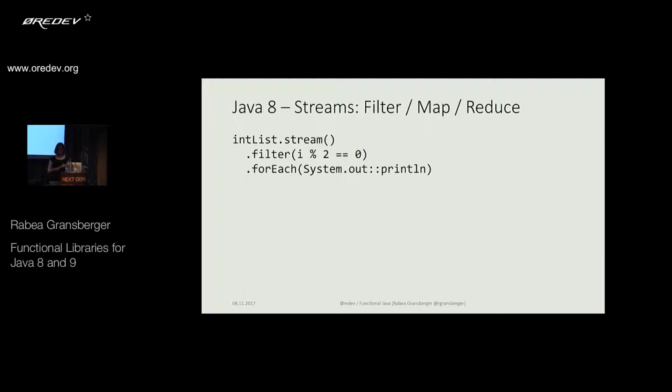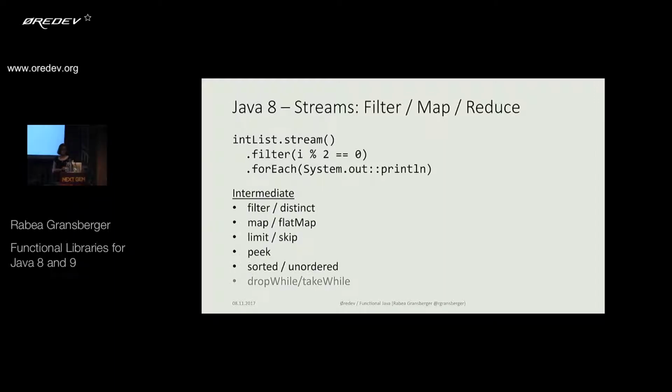Filter map reduce. I said it's also an important aspect. Filter map reduce is possible on Java 8 streams. So in this example, we create a stream of some ints, and we filter them so that we only have the even values, and then we print them out. With streams, we have 2 types of different methods. One is the intermediate operations, which just modify the values in the stream, like in a pipeline, and you still have a stream, right?